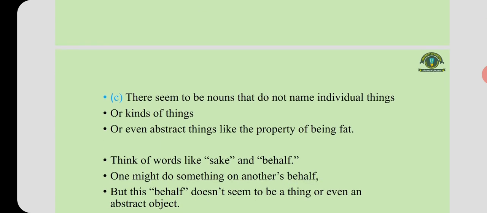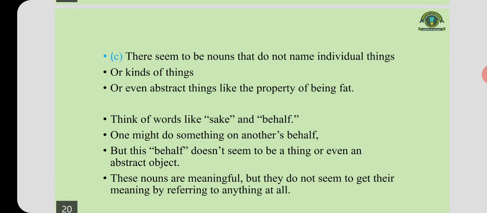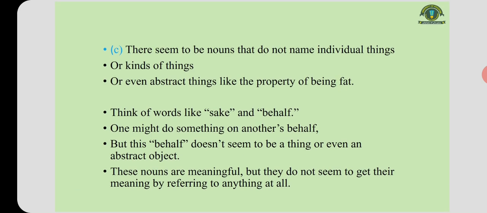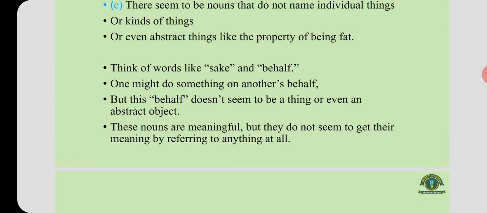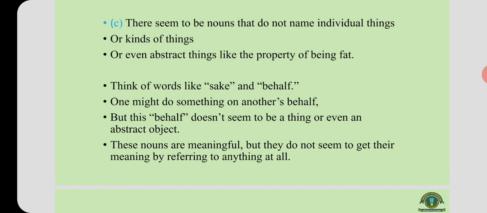Here we can see nouns that do not name individual things. Some are called collective nouns. Some are countable nouns, some are not countable, or kinds of things, or even abstract things like the property of being fat. What was the property of being fat? That Ralph and fatness have a linkage with each other. Ralph is fat, and fatness basically refers directly towards Ralph.